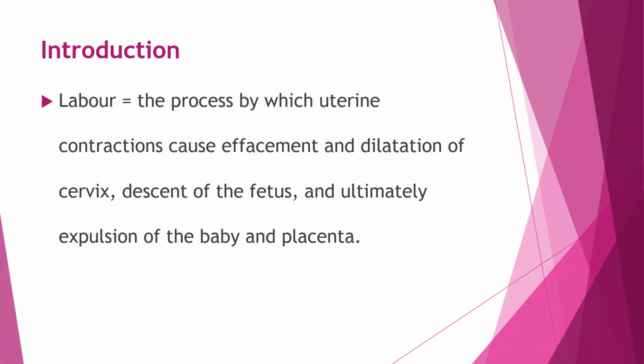Labor is the natural process that helps a baby come out of the mother's womb. It happens because of strong and regular contractions of the uterus. These contractions make the cervix, which is the opening of the womb, become soft, thin, and wide enough for the baby to pass through. At the same time, the baby moves down through the birth canal, and finally, both the baby and the placenta are delivered.